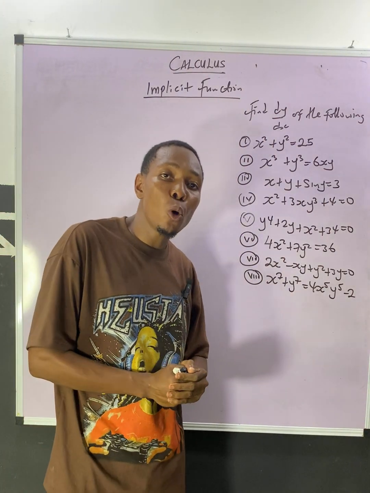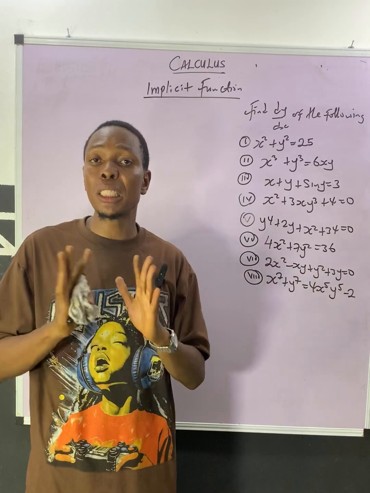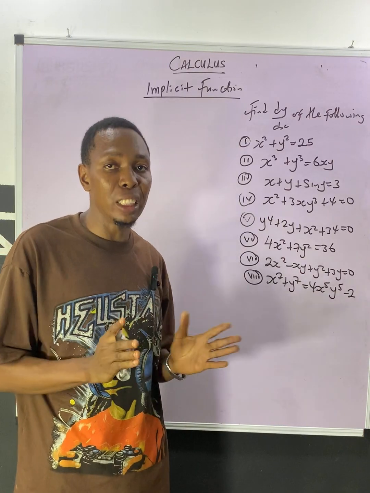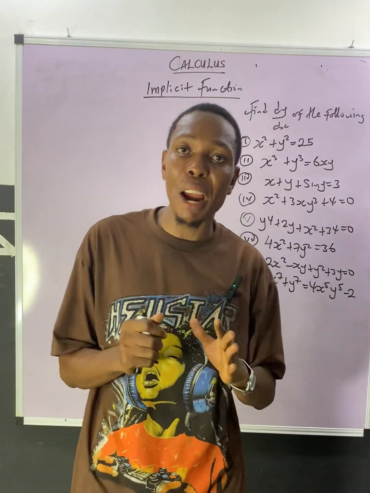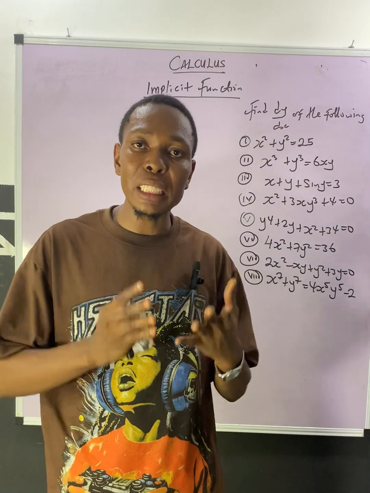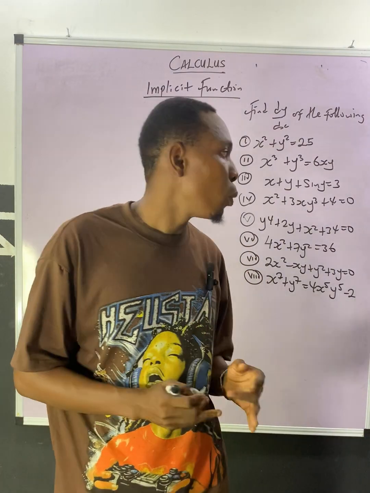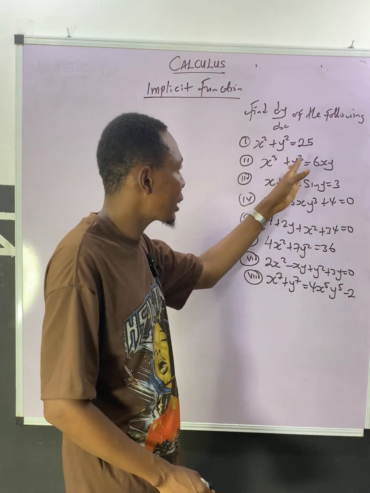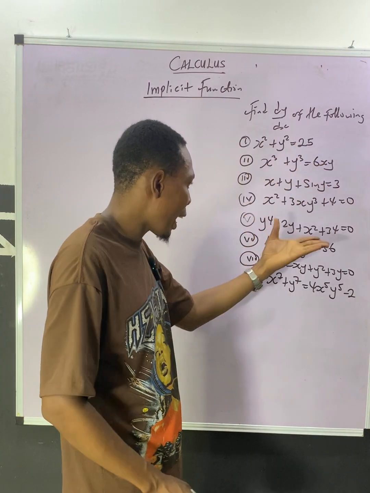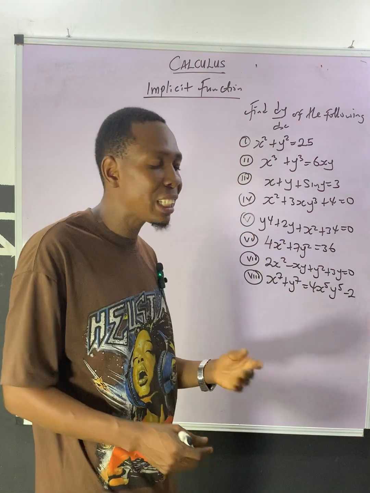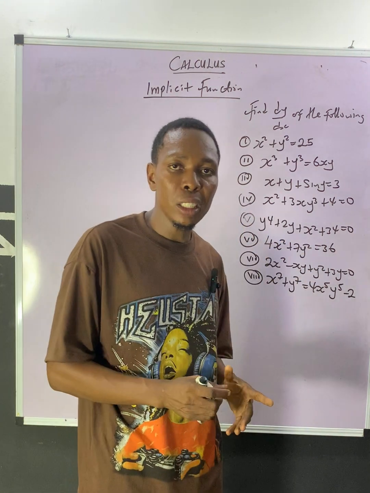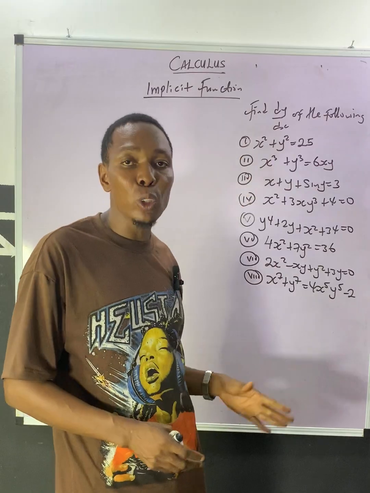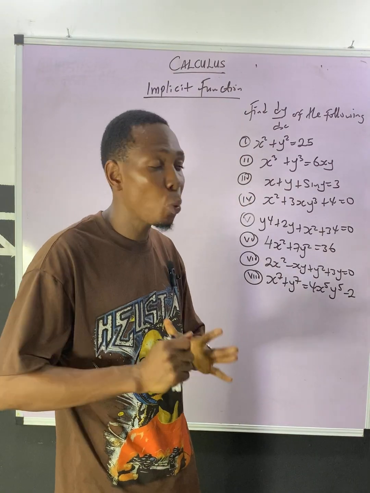And when you are to identify an implicit question, it is very easy. Implicit questions normally carry x and y, sometimes x and y paired up together. Okay, if you observe all these questions now, we have x, y, x, y, x, y, all together. There's nothing like y equals to. So that's how to identify an implicit function question.